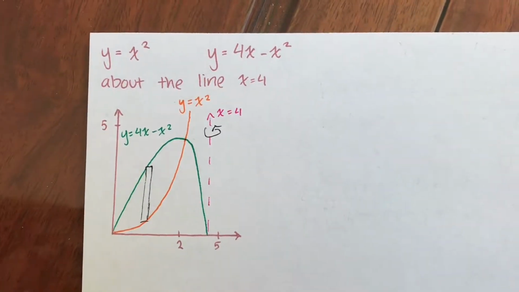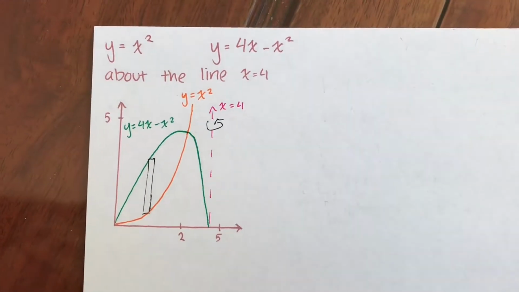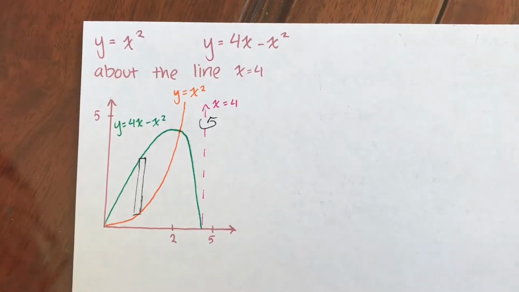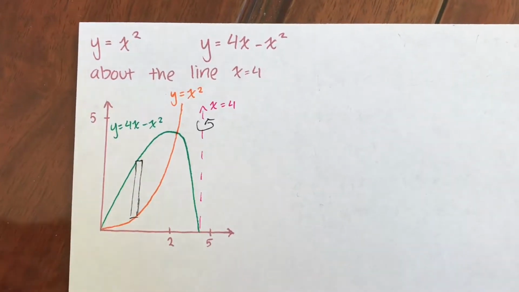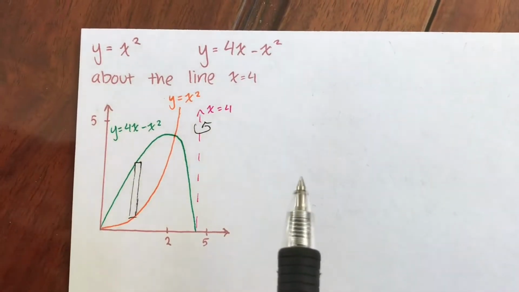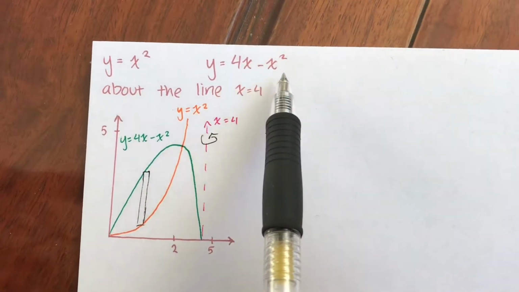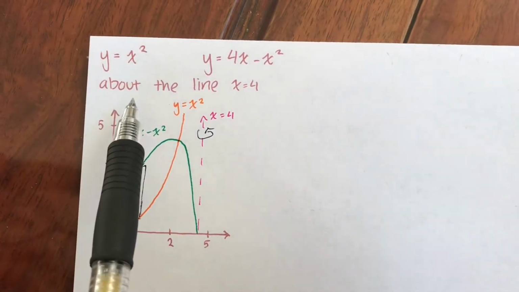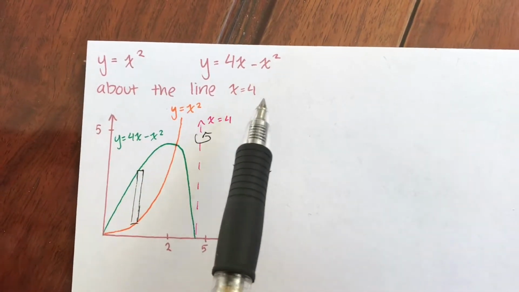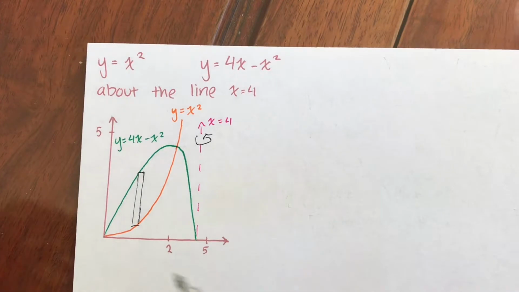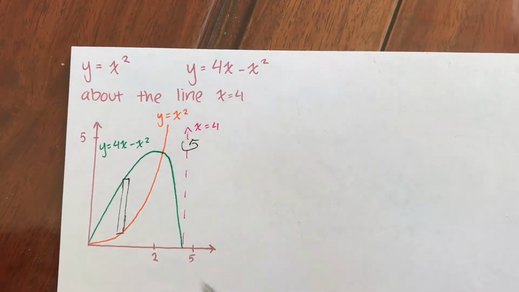Howdy friends! So today we're going to talk about using the shell method when rotating around a given axis. As you can see, we're given the functions y equals x squared and y equals 4x minus x squared, and we're being told to rotate about the line x equals 4. And your girl drew the graph for you, so you're welcome.